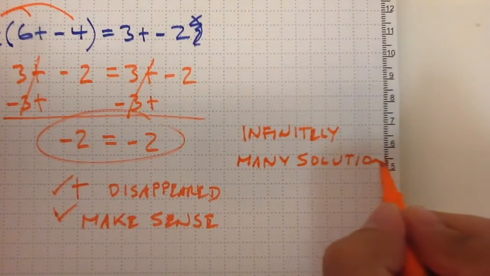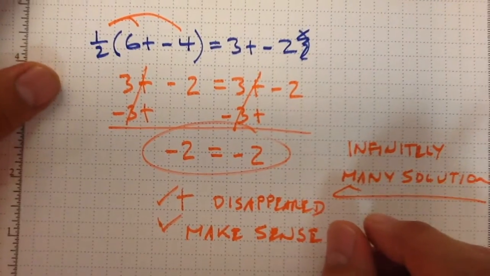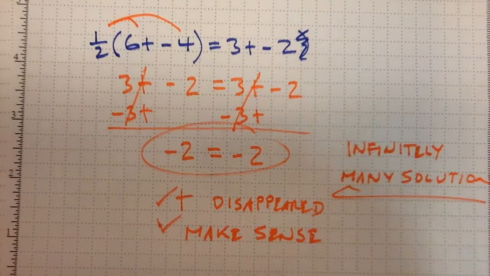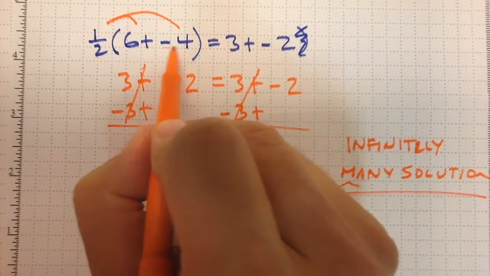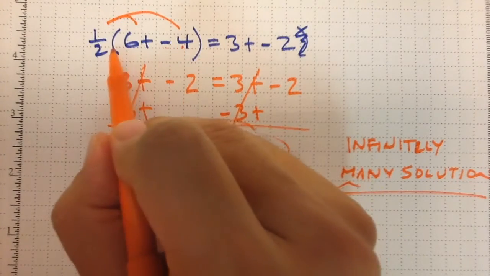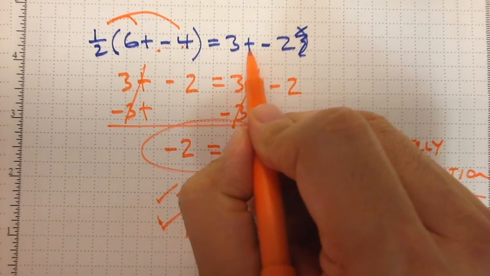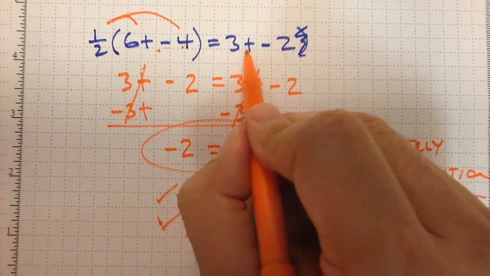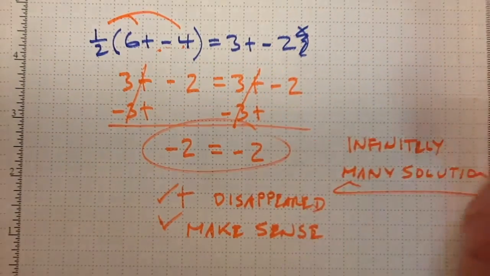And in fact, I'm going to show this to you. So let's say, just off the top of my head, I pick 5. Well, 6 times 5 is 30. 30 minus 4 is 26. Half of 26 is 13. If I put 5 in over here, 3 times 5 is 15. 15 minus 2 is 13. 13 equals 13.